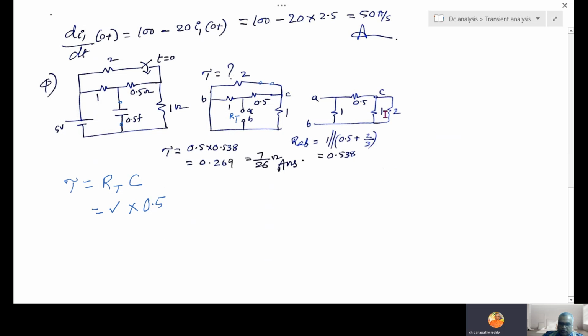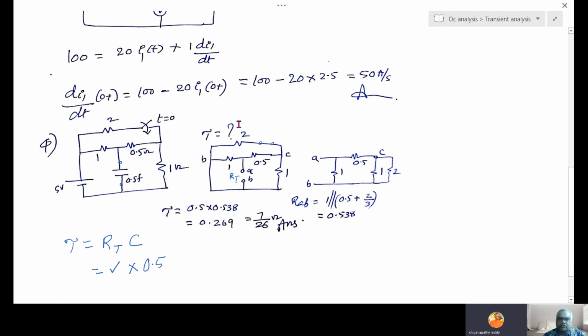This technique I told you in network reduction. Redraw it so that series and parallel can be easily analyzed. So 1 and 2 in parallel, in series with 0.5, parallel with 1. So what is tough in this? Network reduction with series and parallel is useful in transient analysis, in single source problems, in theorems, and in many places. So we got R equivalent of 0.538. Simplify to get tau. In this problem, they asked only for tau.